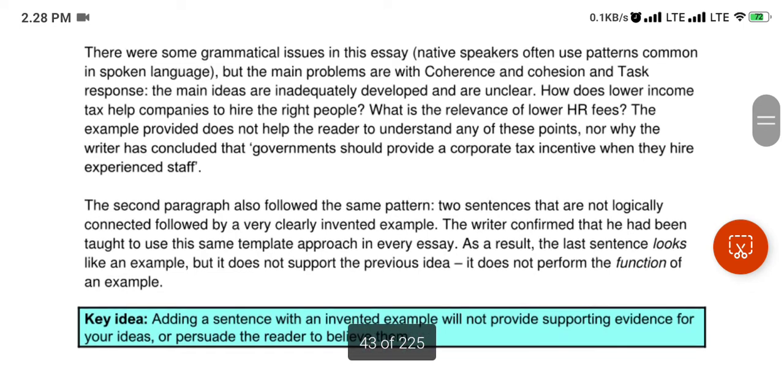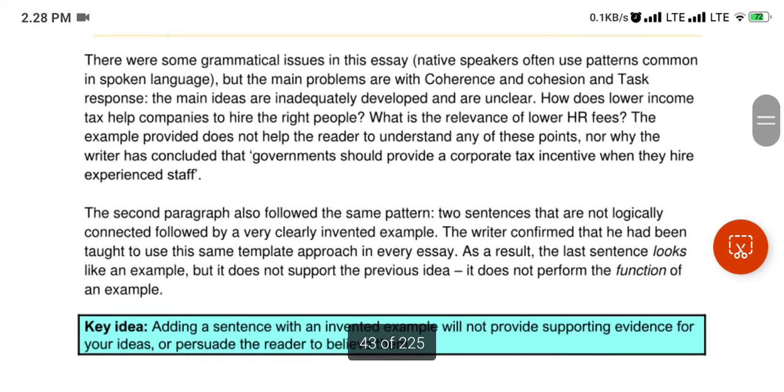There were some grammatical issues in this essay. The native speakers often use patterns common in spoken language, but the main problems are in coherence and cohesion and task response. The main ideas are inadequately developed and are unclear. How does lower income tax help companies to hire the right people? What is the relevance of lower HR fees? The example provided doesn't help the reader to understand any of these points.